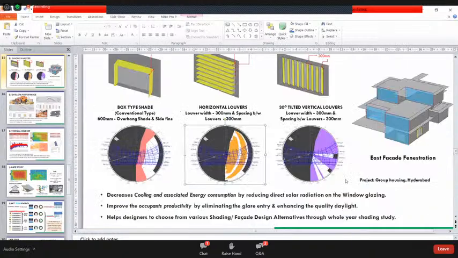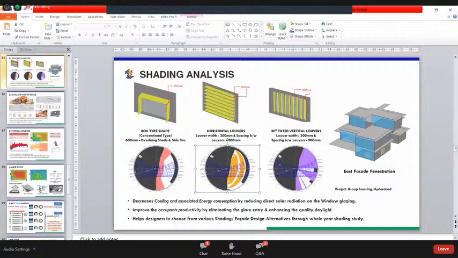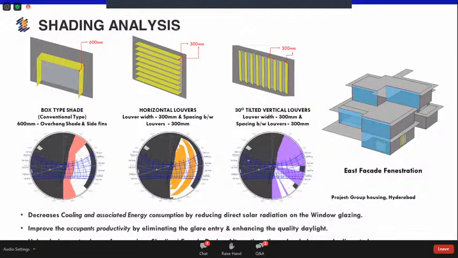Based on this analysis carried out with the different shading elements, we found that the horizontal louver performed better and was more feasible for the project while balancing the base design. So we are able to implement the horizontal louver at the specific windows. Typically, this is done for the east facade window. All other facade windows will be carried out with the same type of analysis to find the appropriate, perfect shading. A perfect shade should cut down the glare, and it should not block the good daylight entering the space.